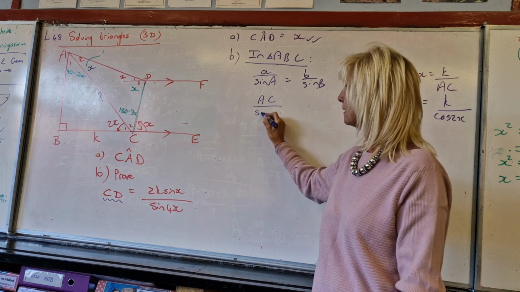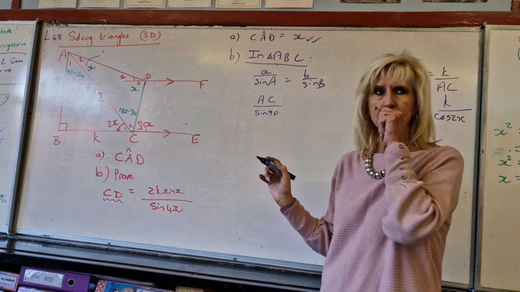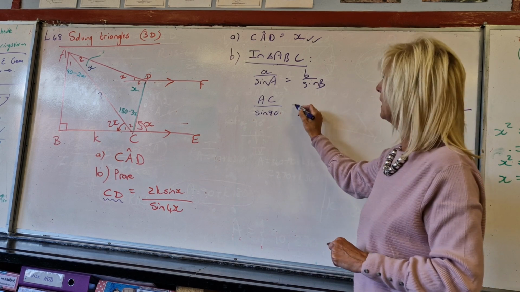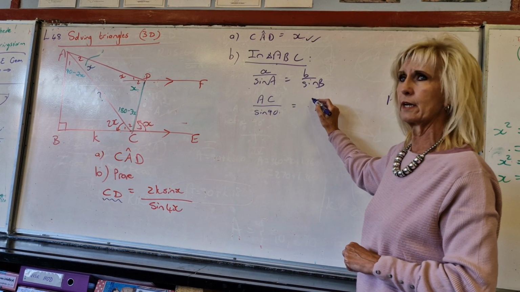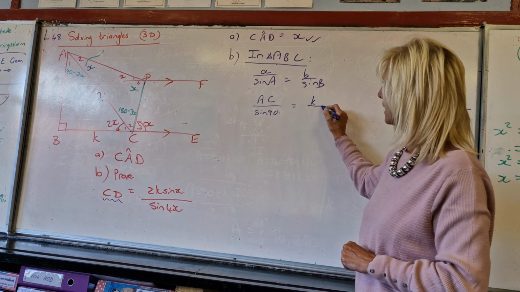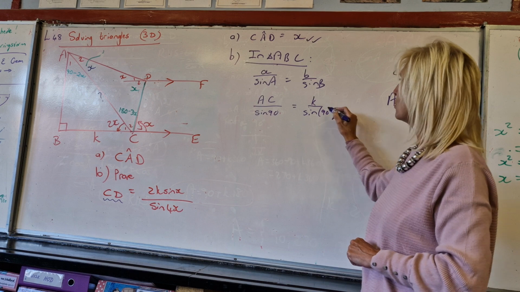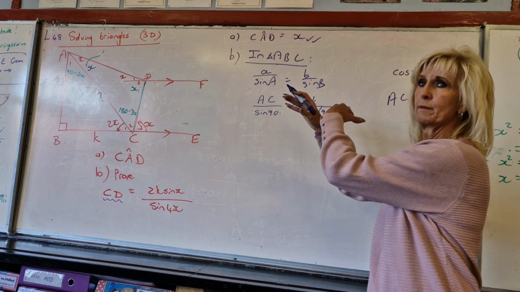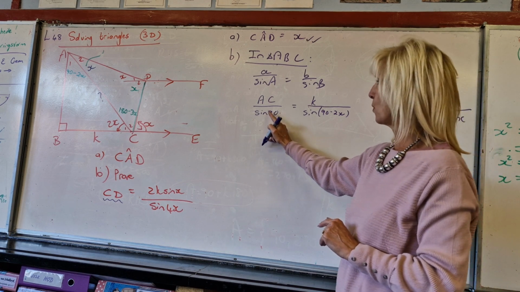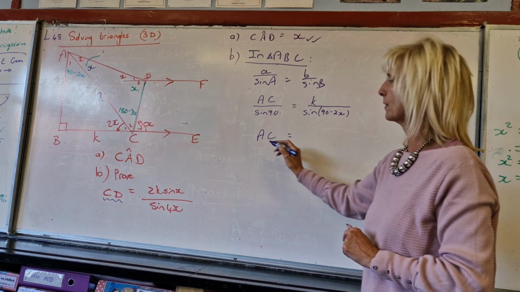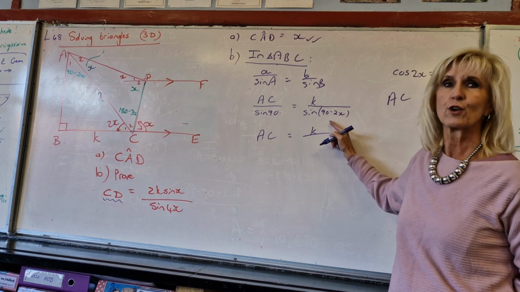And what is sin 90? Because you know your special angles. And then B is the other side that you've got. What other side have you got? K. And K's partner is? Which is a totally different procedure, but it gets to the same answer. Because now remember that's 1, so it just falls away over 1. But then this will become cos 2x.